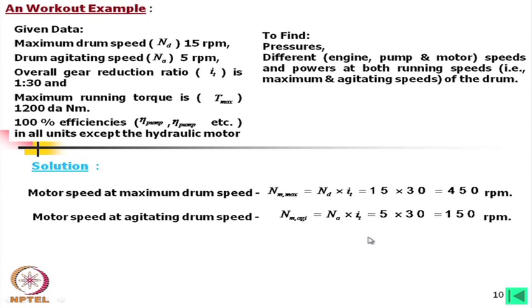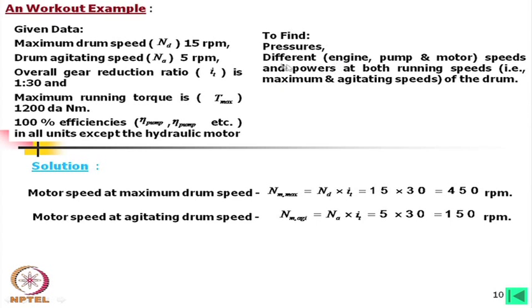Now, the solution will be like this. The given data are: maximum drum speed 15 rpm, drum agitating speed 5 rpm, overall transmission ratio of the gear unit 30, maximum output torque we need 1200 deca-newton meter, and 100% efficiencies for all components. This is considered for the solution purpose. Actually, we should consider the efficiencies of all. However, for the hydraulic motor, we should consider its efficiency. I will show how the calculation is done.